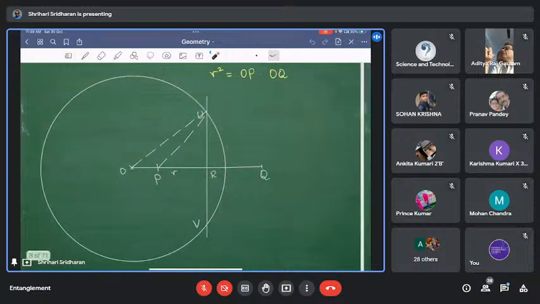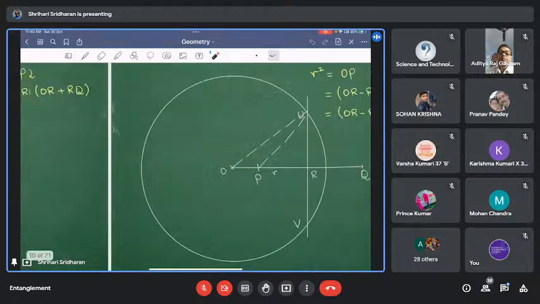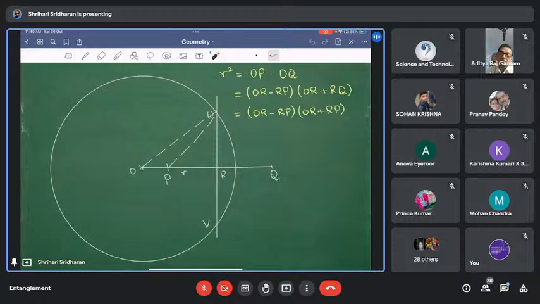Now I can write my OP as OR minus RP, and I can write my line segment OQ as OR plus RQ. But I know that R is the midpoint of the line segment PQ, and therefore RQ is the same as RP. And therefore, I will replace my RQ with RP. I have OR minus RP times OR plus RP. Now, this is a basic algebraic identity: A minus B times A plus B is equal to A squared minus B squared. So I write this as OR squared minus RP squared.